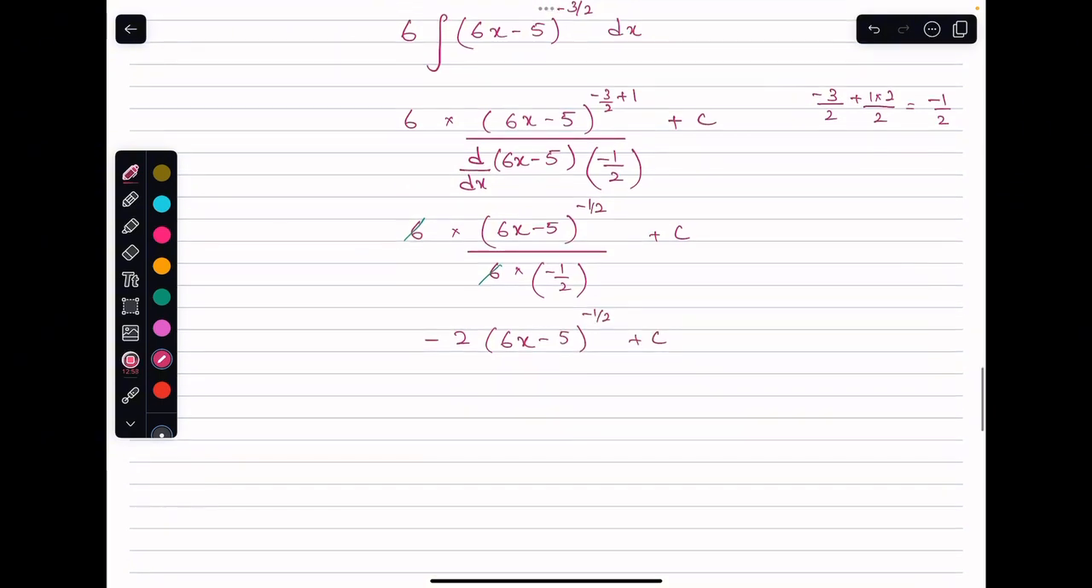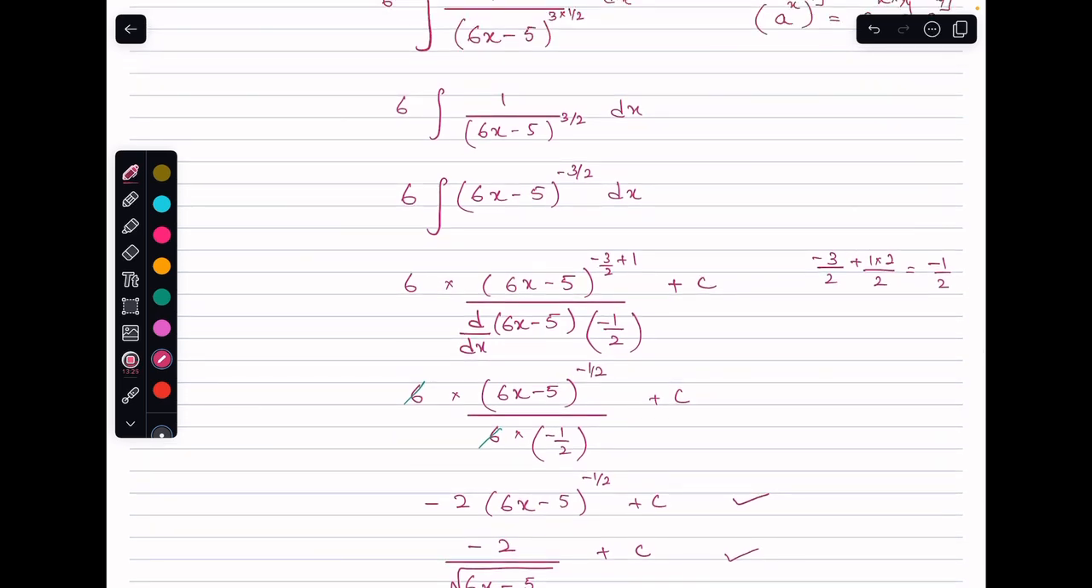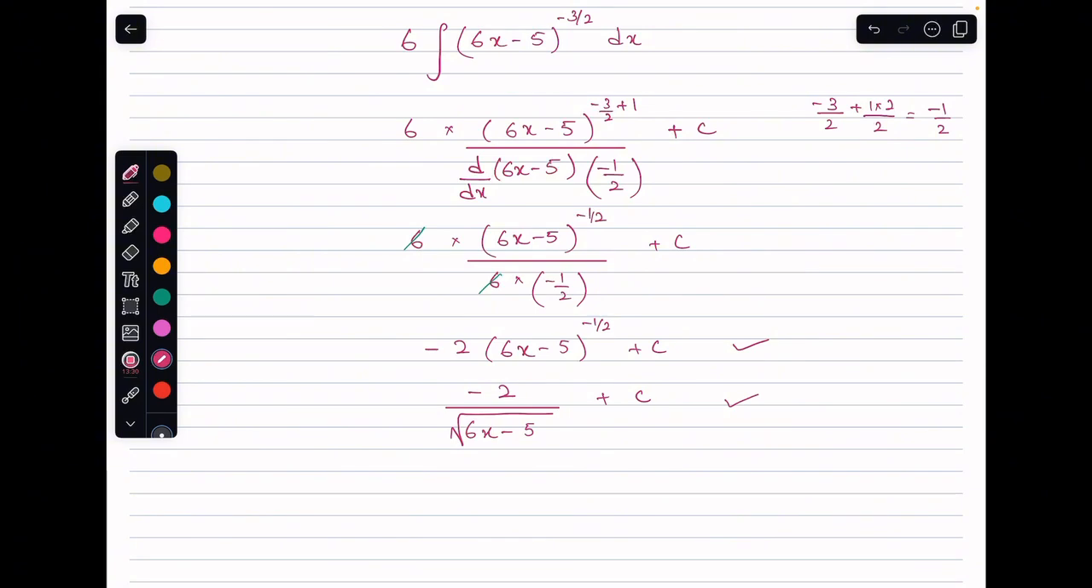This can be the answer, or further writing it as a positive index, I can say that this is negative 2 over the square root of 6x minus 5, and then it should be a plus c. So both of them can be the correct answers to the integral of 6 times 6x minus 5 to the power negative 3 by 2 here. So this is then going to be the answer to this question.